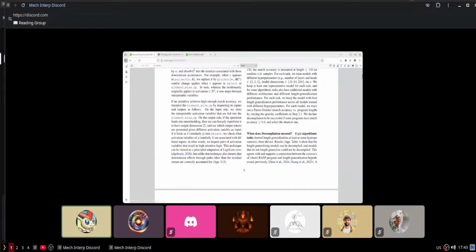I'm not sure how they give a different activation variable as input. Okay, so I understand what they do. They do the logit lens on the component, and they try seeing how different inputs change the logit lens result. I don't know if that makes sense.